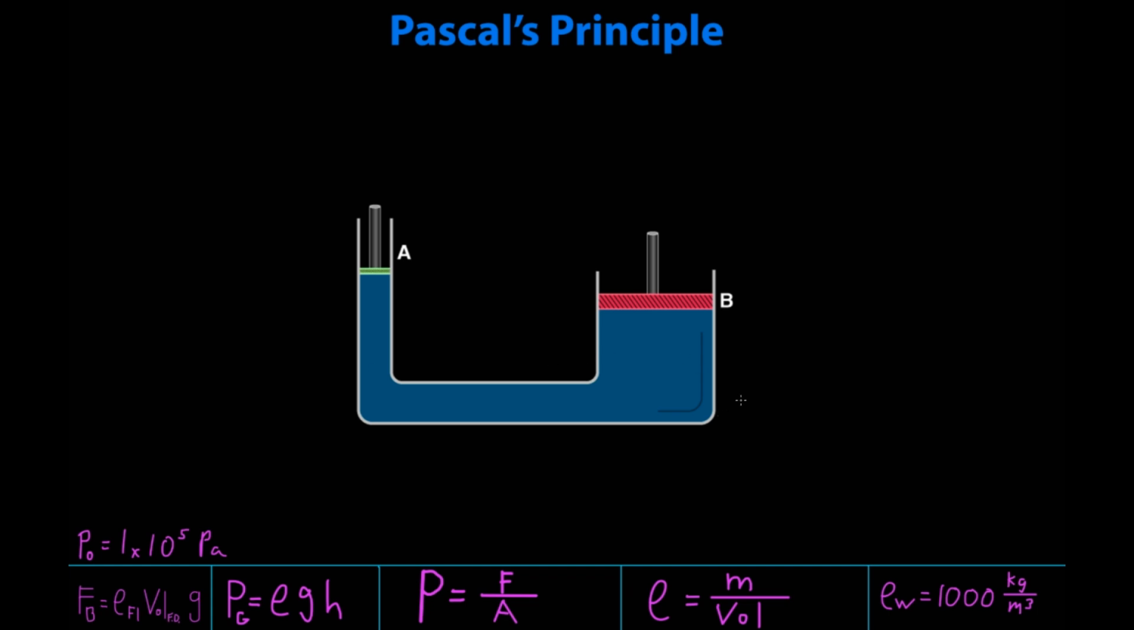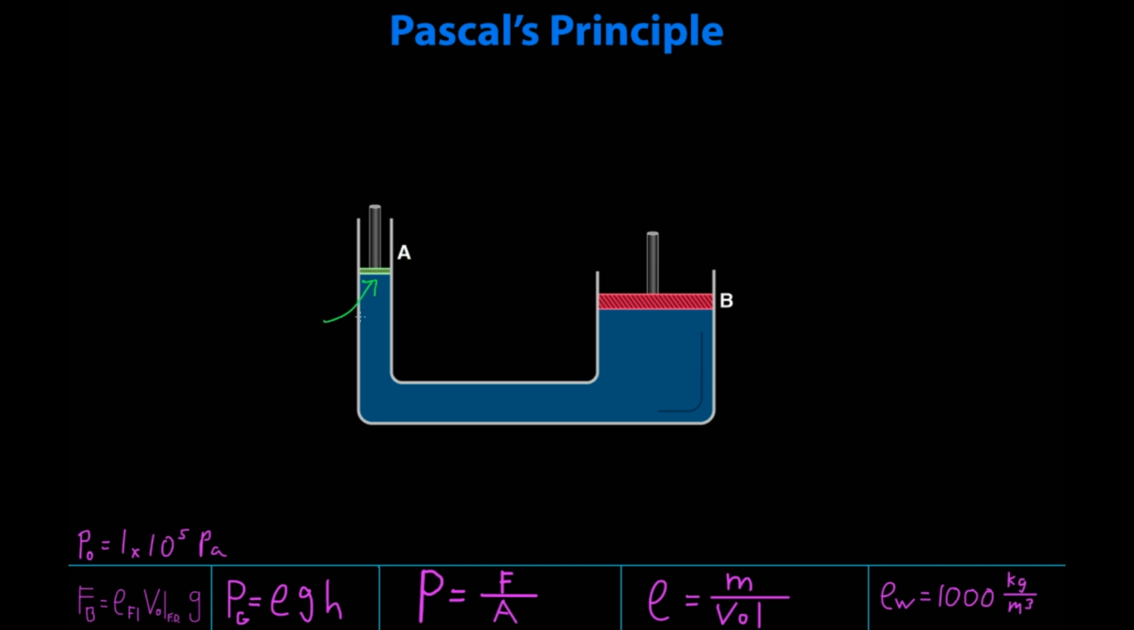What you see on the screen here is a very simple hydraulic lift. I have a pipe here, which is thin, and a pipe here, which is thick, and they are both sealed with pistons. So A is a thin pipe and B is a thick pipe. Now, if I push down on this piston, this one will go upward, and vice versa. But if you notice, this one has much less area than this one. So let's see how this relates to Pascal's principle.